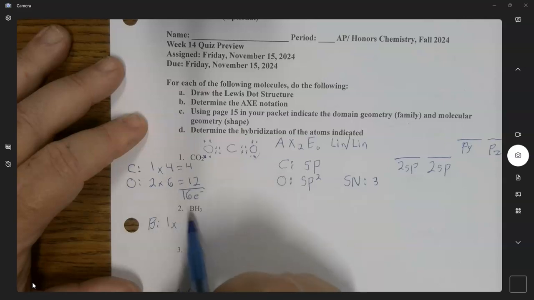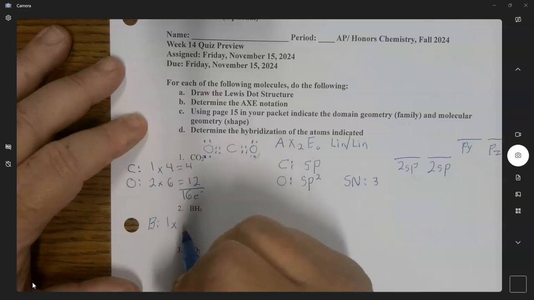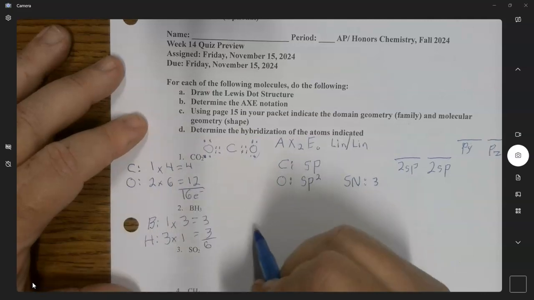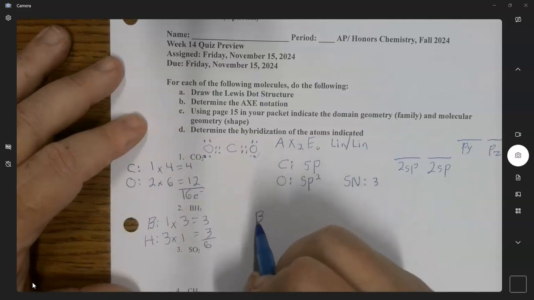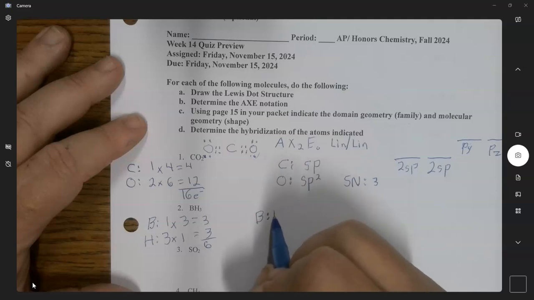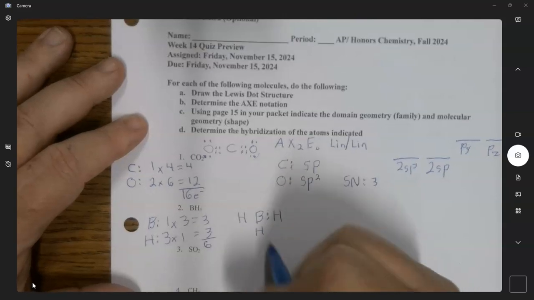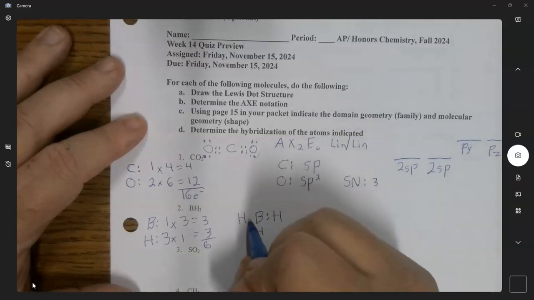Go to your periodic table. Boron has 3 valence electrons, so that's a total of 6. So when we draw that symmetrically, it looks like this, unless you draw the H's first. It doesn't matter which side you put the H's on, just do it like that. You could put one on the top instead of the bottom. It doesn't matter, okay? There.